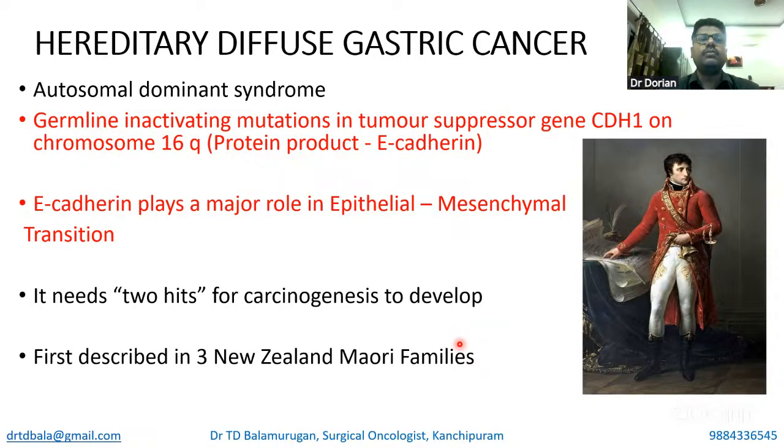Okay. So hereditary diffuse gastric cancer is also called Bonaparte syndrome, an autosomal dominant syndrome, with germline inactivating mutation in the tumor suppressor gene CDH1. Yes, thank you. It is present on chromosome 16q. Okay.